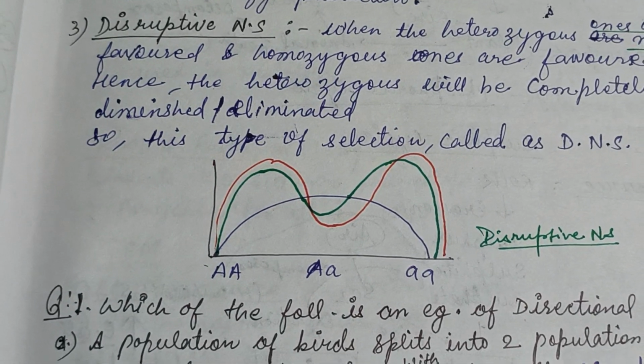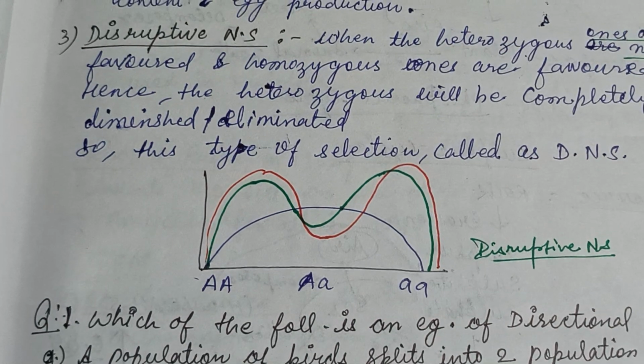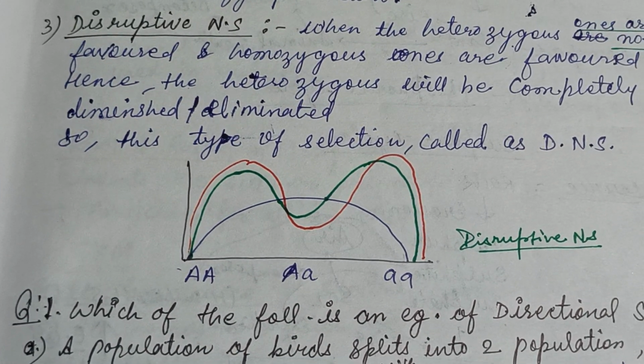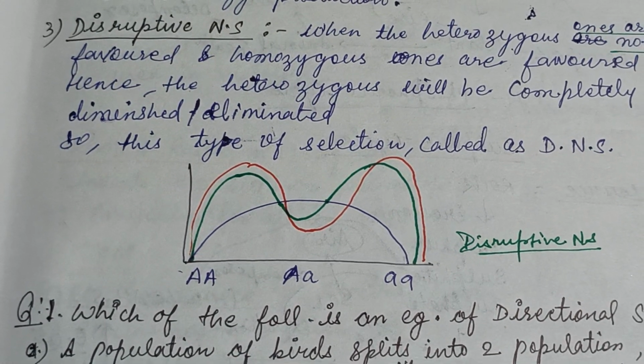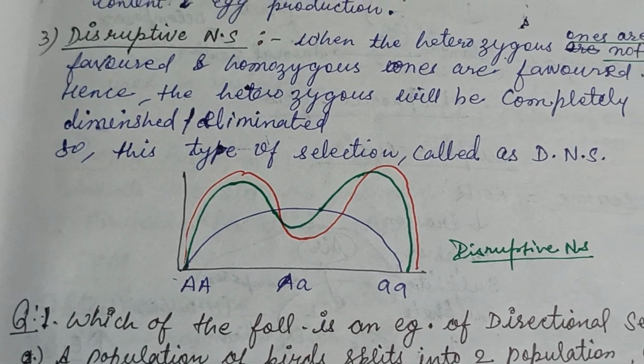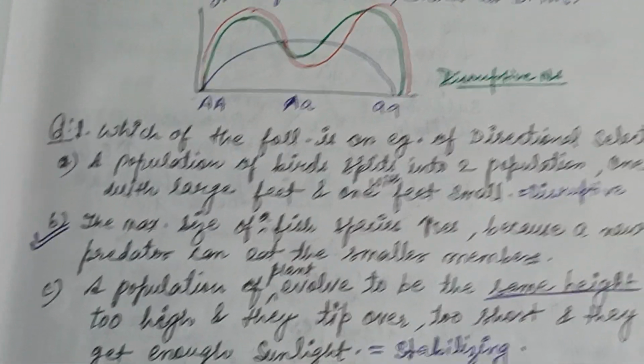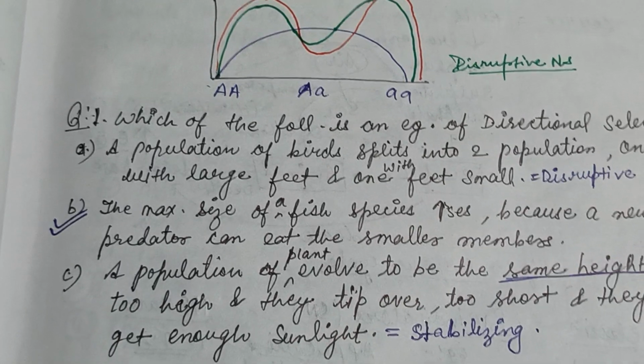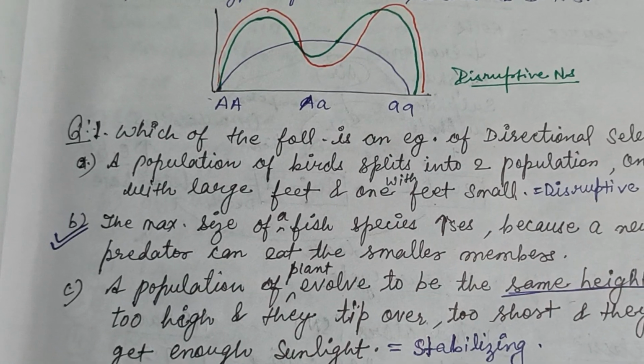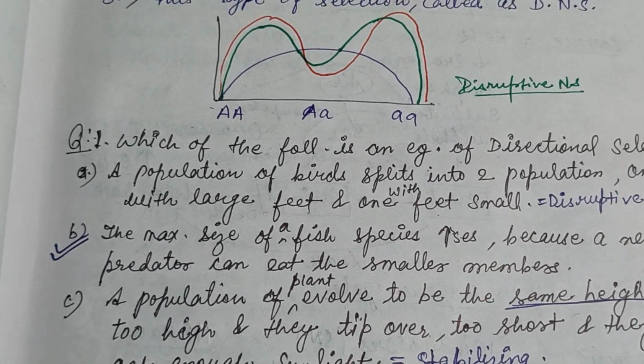In disruptive natural selection, the heterozygous are completely diminished and either the dominant homozygous or the recessive homozygous is favored. Here is an objective question in which we can better explain all about natural selection and its mode of operation.